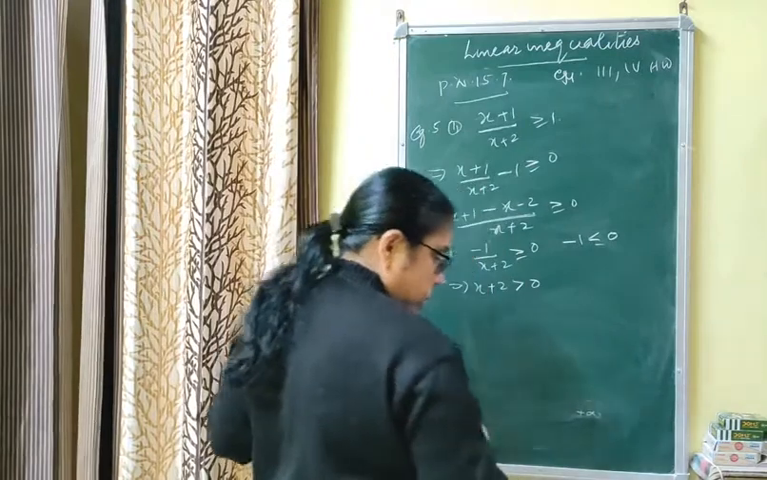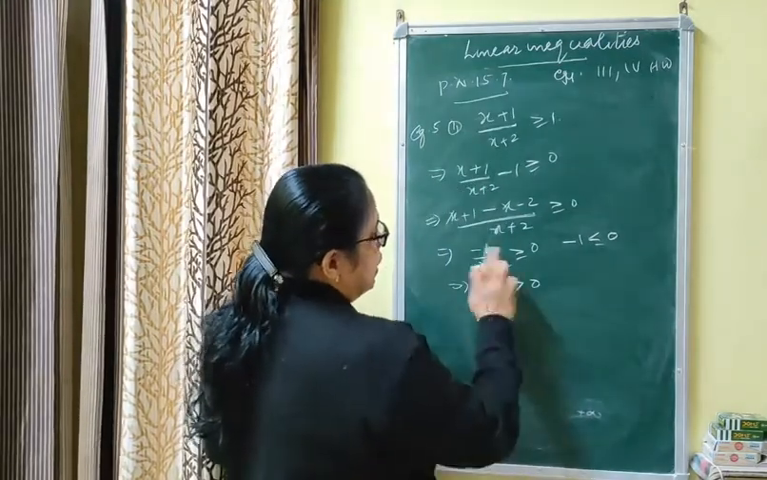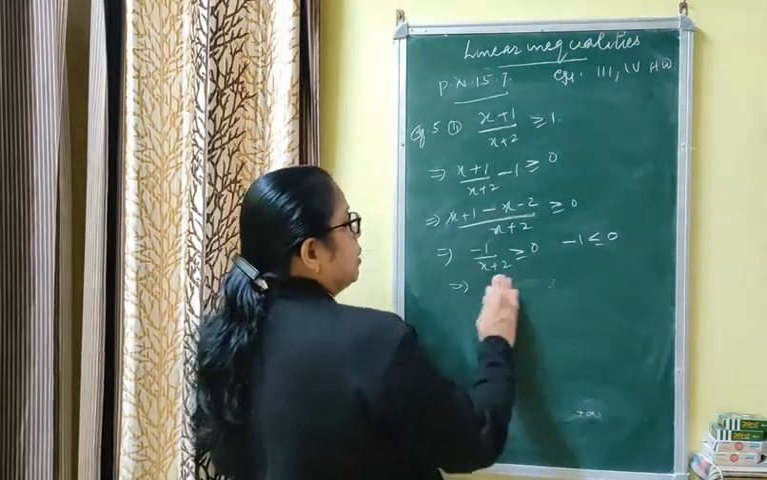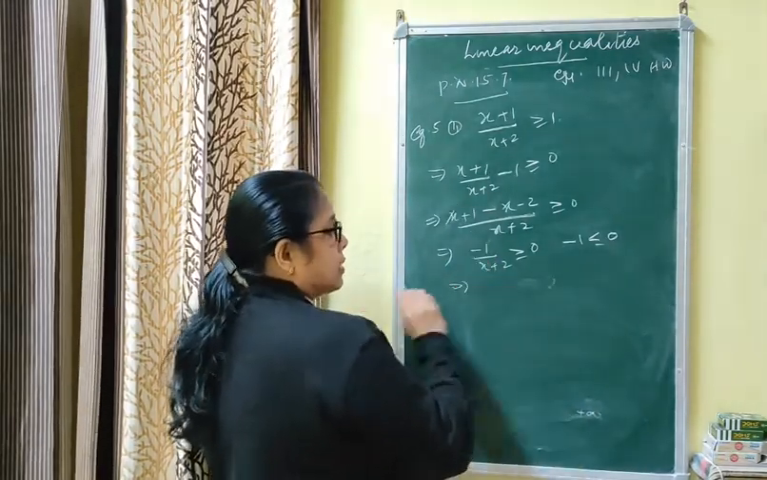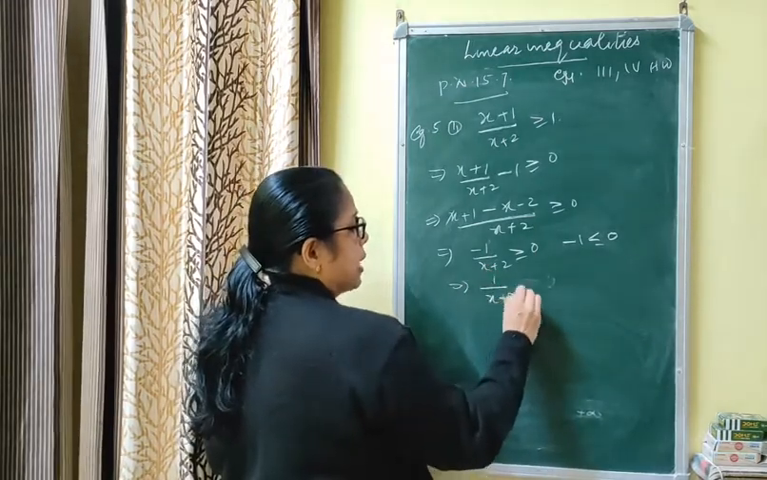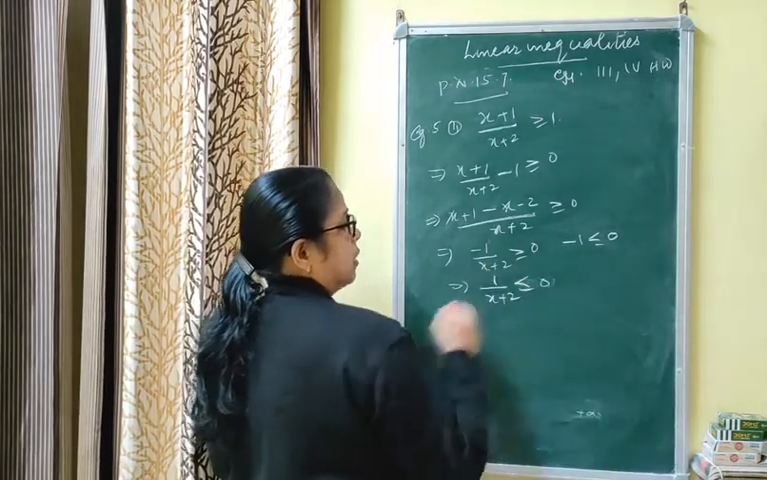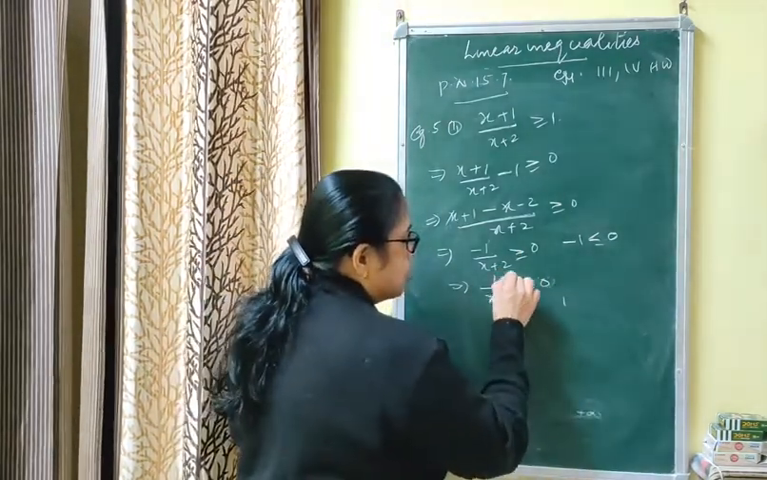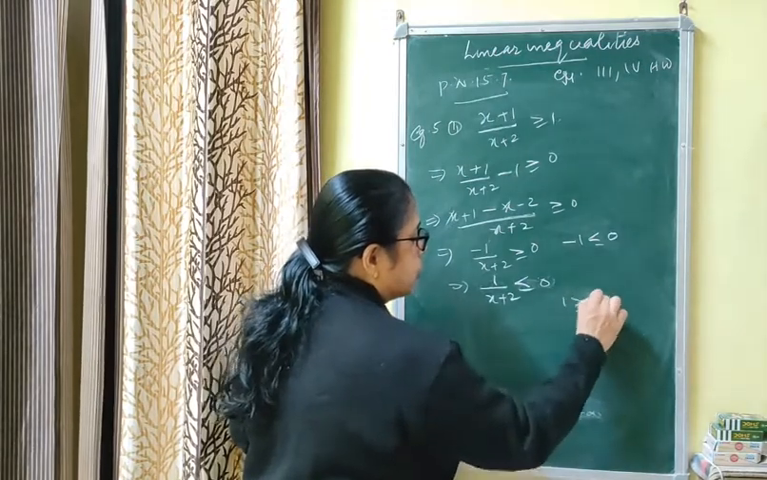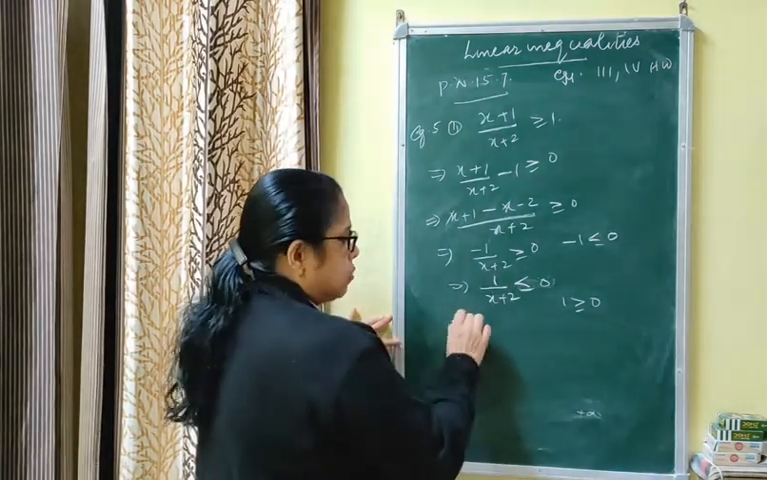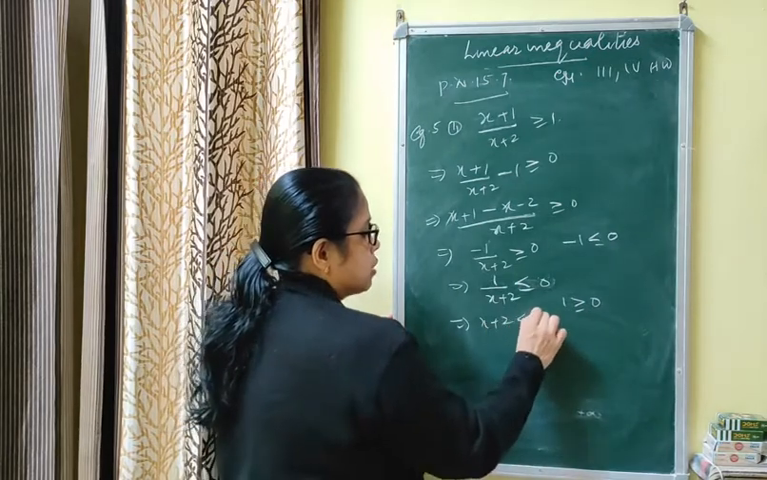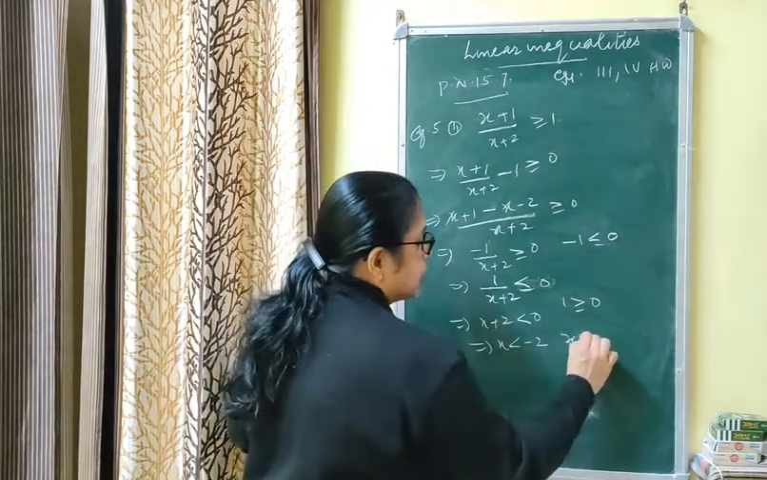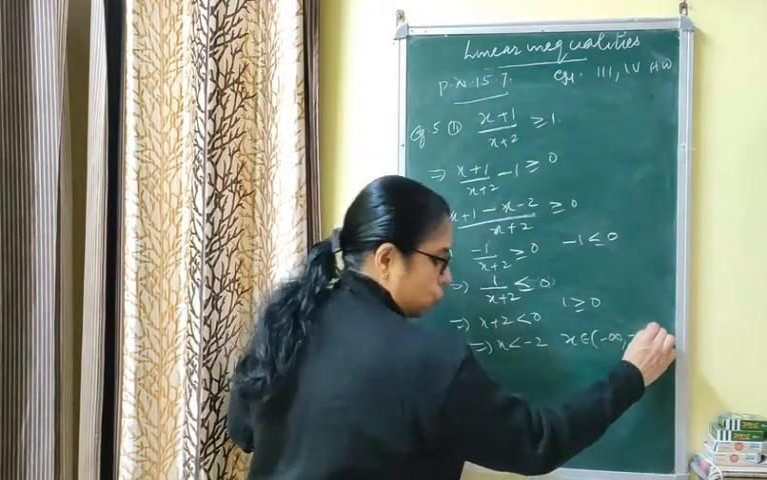Listen very carefully. Minus 1 is greater than or equal to 0. First of all it is better to convert this minus sign, then you get 1 by x plus 2. Always change the minus sign to plus, so the inequality gets reversed. That means numerator positive, so the denominator should be negative. 1 greater than or equal to 0, so positive upon negative is negative, that is x plus 2 less than 0. That means x less than minus 2. If you want to draw a number line you can, otherwise you can directly write it as minus infinity to minus 2.